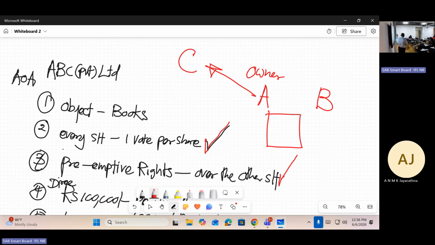So here we can identify that B has a preemptive right over the property of A. The right is given to B to purchase the property. The first choice is to be given to B. If B refuses, then A can sell it to an outside party. Understood? So this right is named as preemptive right. Now, suppose this is a ready phase.